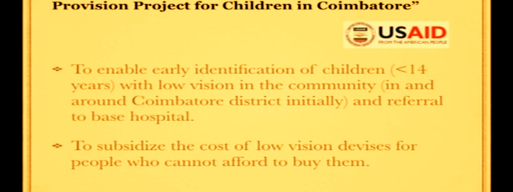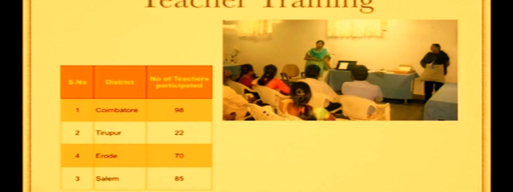And we did a USAID project in Coimbatore, because most of these children don't come to the hospital, and we thought that outreach activity is very important. This was a 2-year period, from December 2015 to 2017, to enable early identification of the children in the community and refer them to a base hospital, and also we wanted to subsidize the cost of low vision devices.